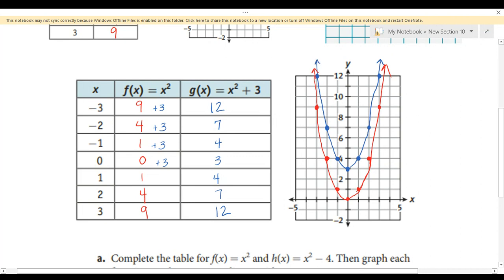Okay. So what I want you to do is stop the video and do question 1 in your Google form. It asks you something like, what happens when you add 3 to your parent function? And you will need to write in a complete sentence what happens.